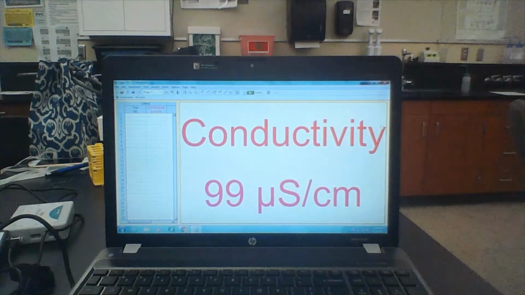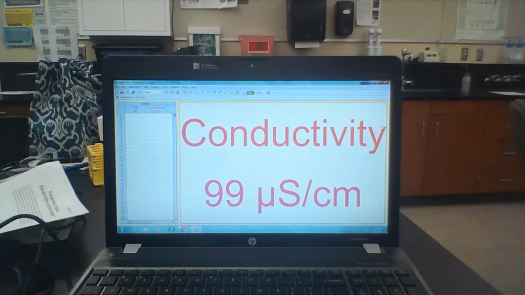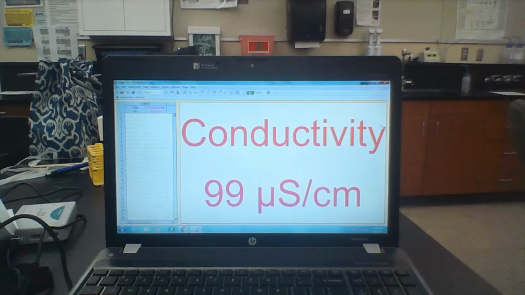I'm going to show you the conductivity, and I'll let you write down the numbers. All I'm going to be doing is putting the solution into a beaker, swirling around the conductivity probe, and then when the reading stabilizes, you're going to write down that reading. And I'll tell you what each chemical is as I go along.